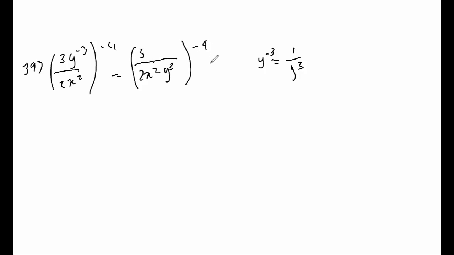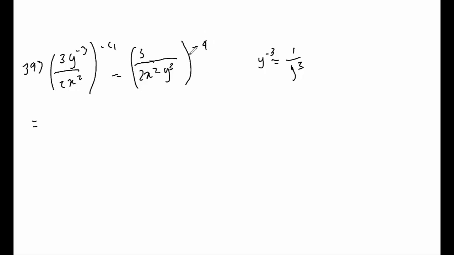So what I'm going to do is get rid of the negative number inside the bracket. So here, as you recall, our quotient rule will say that we have y to the negative 3, and that is going to be 1 over y to the 3. So I'm going to now rewrite this as 3 over 2x squared y cubed, and this whole thing is to the negative 4th power.